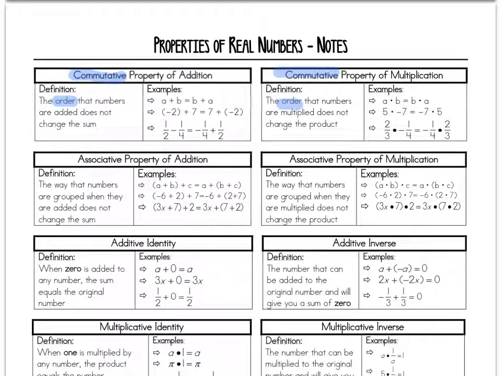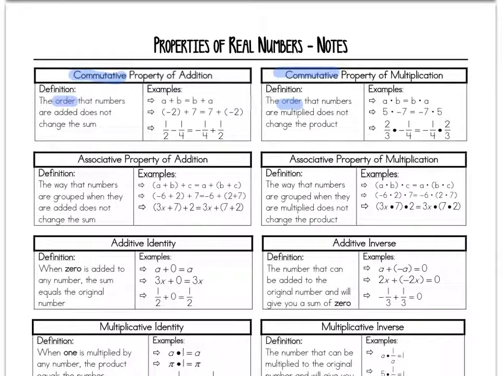Here's the addition examples. So here it's saying a plus b is the same thing as b plus a. Well, negative 2 plus 7 should really be the same as 7 plus negative 2. Well, this is 5 and this is 5. So we're seeing that we can switch around the order of the numbers when we add them, and the end result, the sum, is always going to stay the same. It works for fractions, it works for any type of number, rational or irrational.